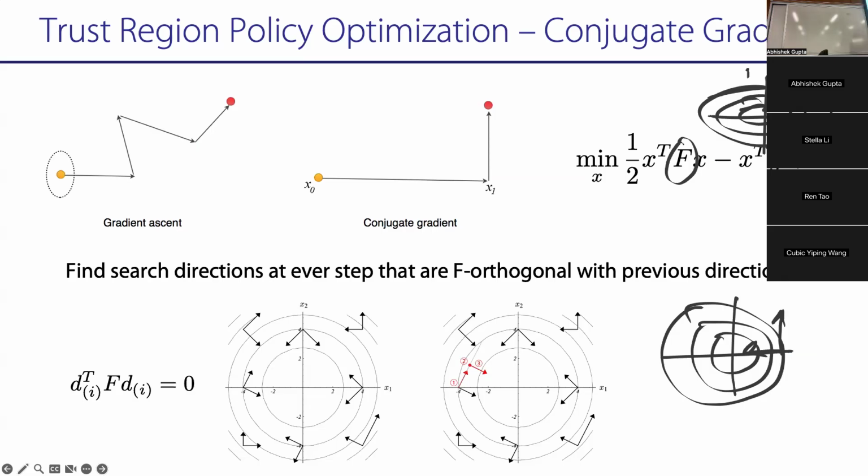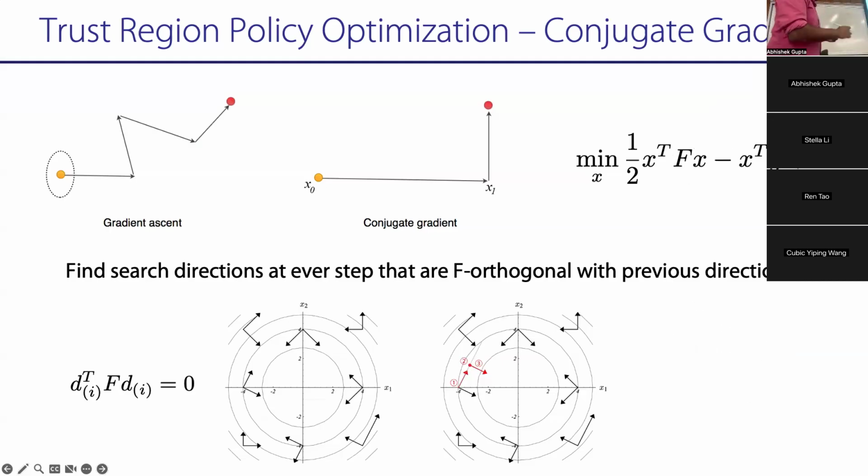But the basic point is conjugate gradient is like gradient descent, but taking steps that are F orthogonal, right? It gives you a really efficient method. We don't have to go into the details, but you can just call scikit-learn's conjugate gradient. It'll work.